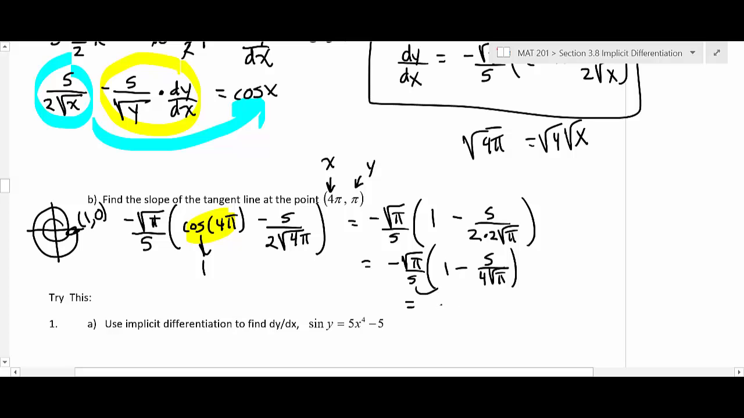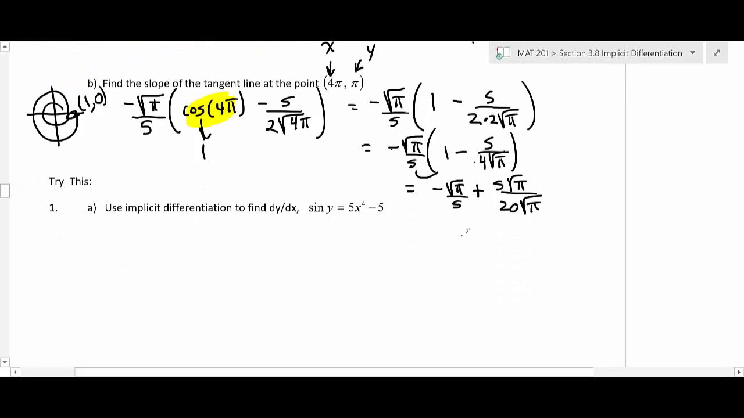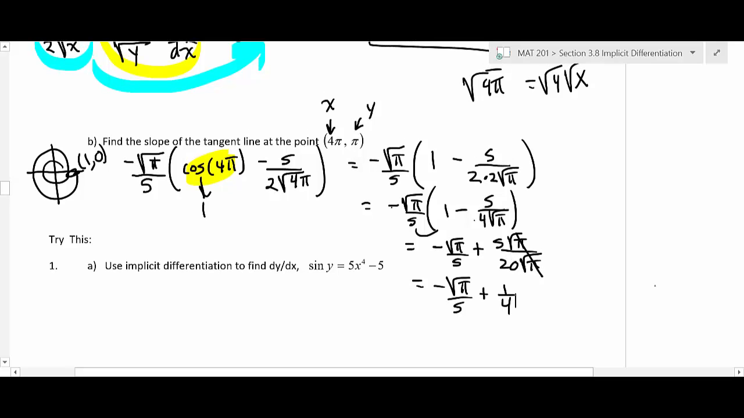So if I do that, I'm going to have negative root pi over 5 for the first term. Negative times negative is positive. So I have 5 root pi over, and then 5 times 4 is 20. So I'm doing a distributive property. What I'm going to have is negative root pi over 5, the pi's cross out, and then 5 over 20 is 1/4. And that's probably good enough. You could also get a common denominator and put that over 20 if you wanted to, but you don't necessarily have to. So it gets a little messy with arithmetic, but that is the exact slope of the tangent line at that particular point on that graph.